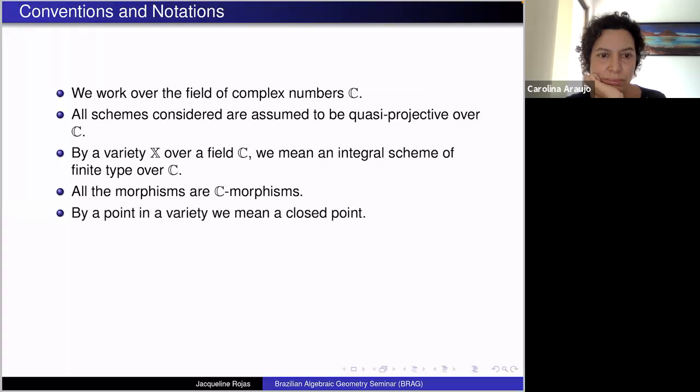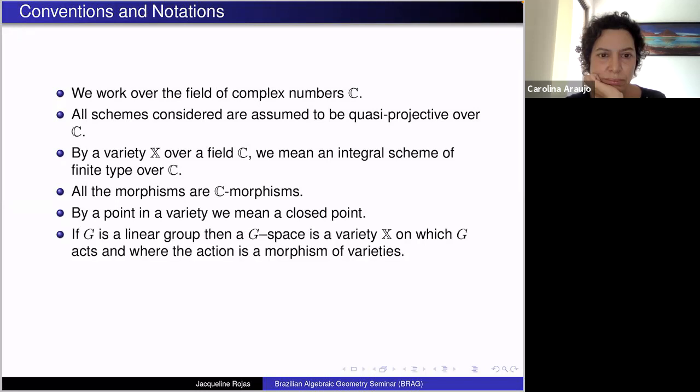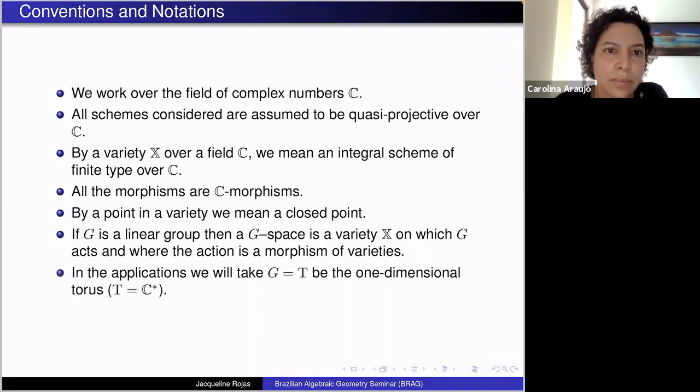If G is a linear group, we work with a variety X and call it a G-space when the action is a morphism of varieties. For the applications, in fact, we are going to use G as the one-dimensional torus.